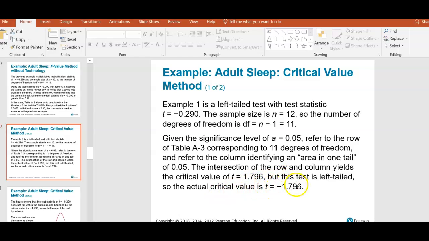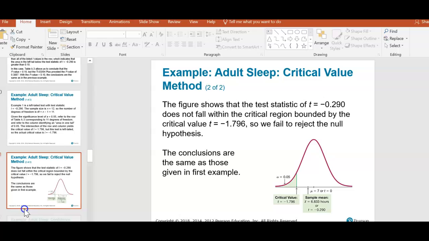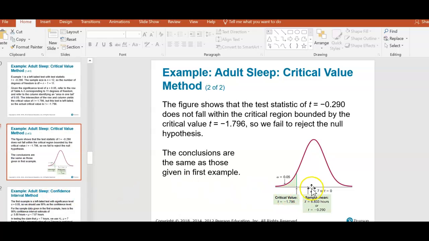is a critical value of negative 1.796. Since we only had a value of negative 0.290, that is not inside that left tail, so that's why we failed this time around. You can see that we ended up way over here at negative 0.29, which doesn't even come close to where we needed to get, the negative 1.796.